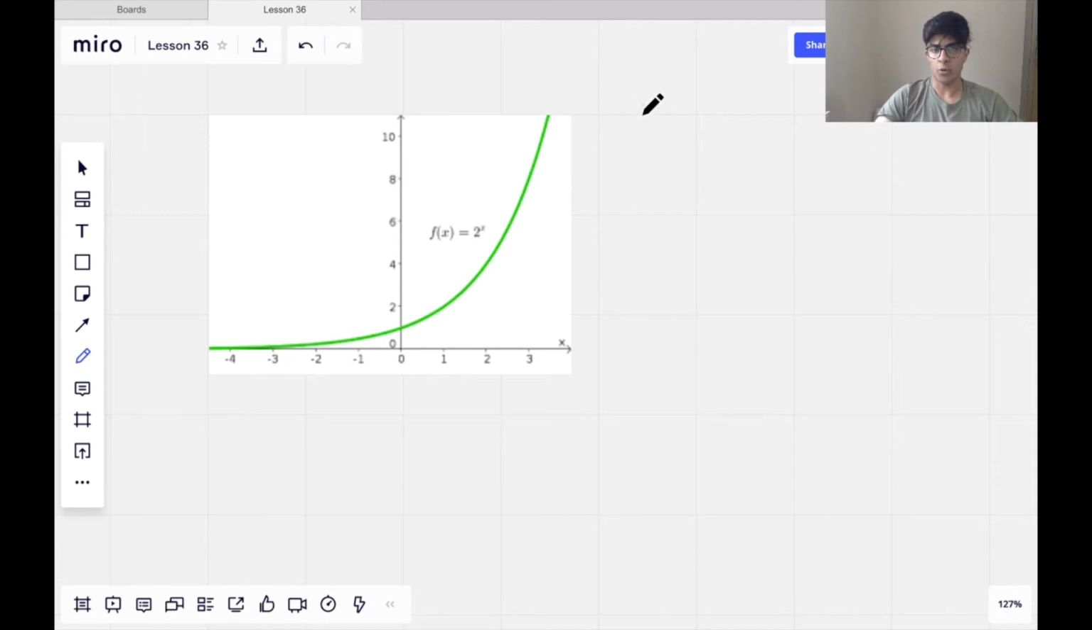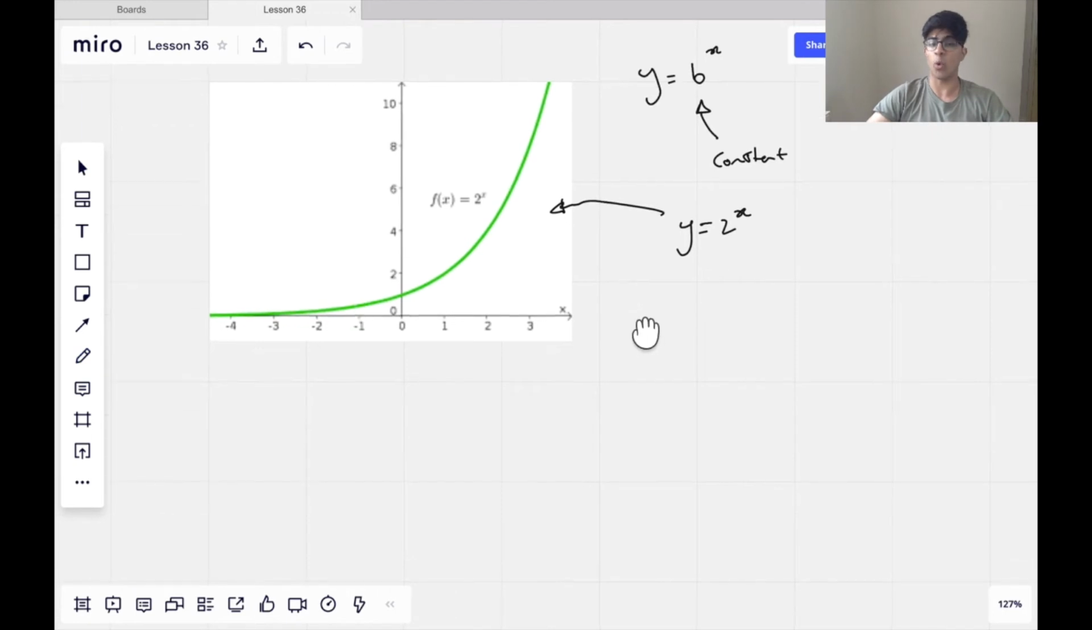So they come in the form of, say, y equals b to the x, where b is just some constant number. So say, y equals 2 to the x. Now let's think through why it looks something like this. I've kind of given the answer away, but let's think about why.